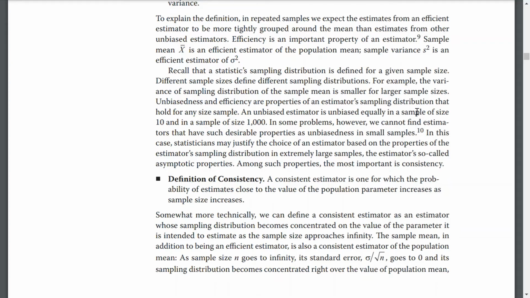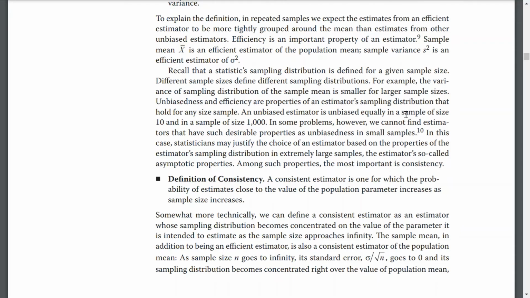In some problems, however, we cannot find estimators that have such desirable properties as unbiasedness in small samples. In this case, statisticians may justify the choice of an estimator based on the properties of the estimator's sampling distribution in extremely large samples, the estimator's so-called asymptotic properties. Among such properties, the most important is consistency.